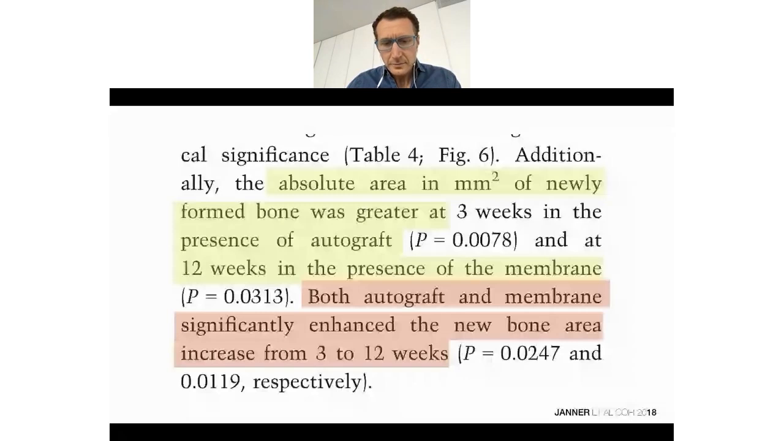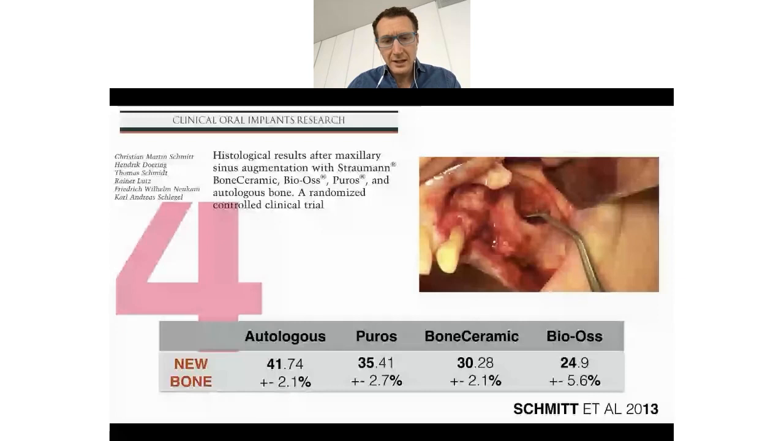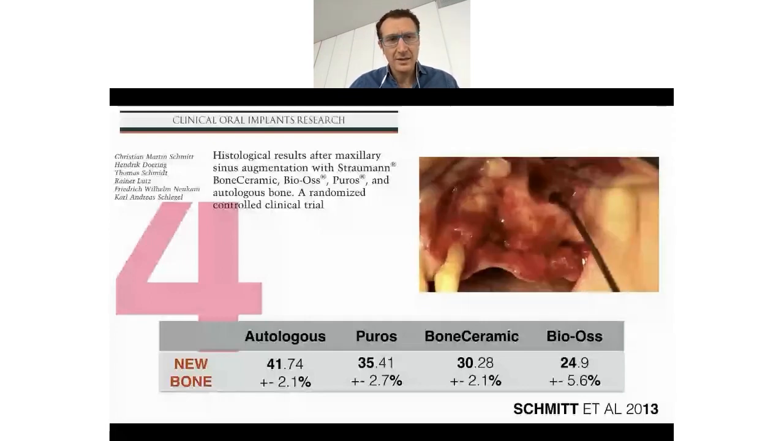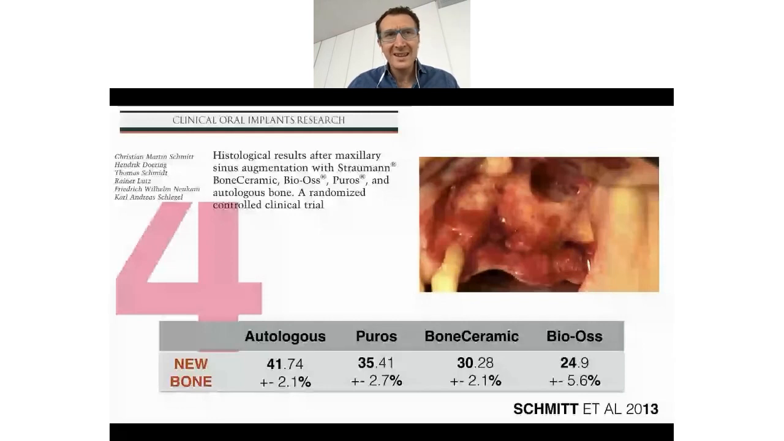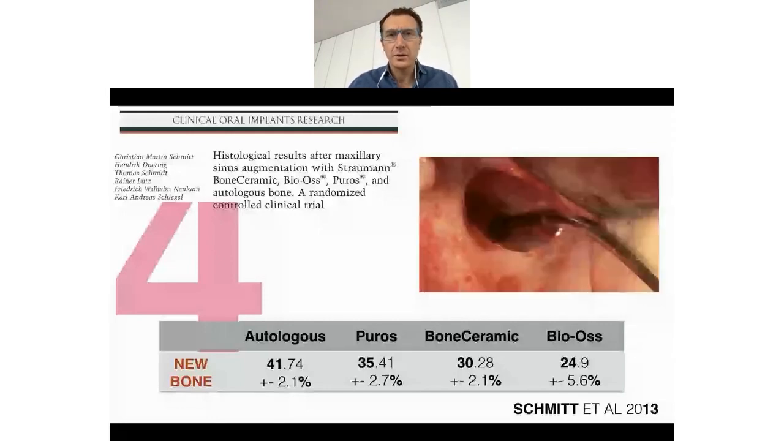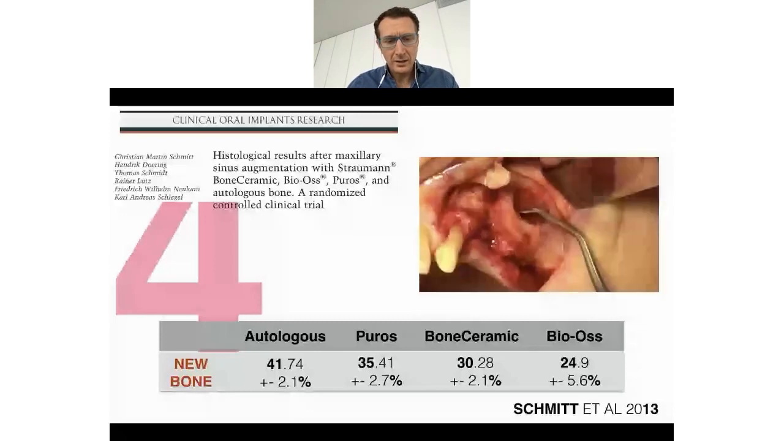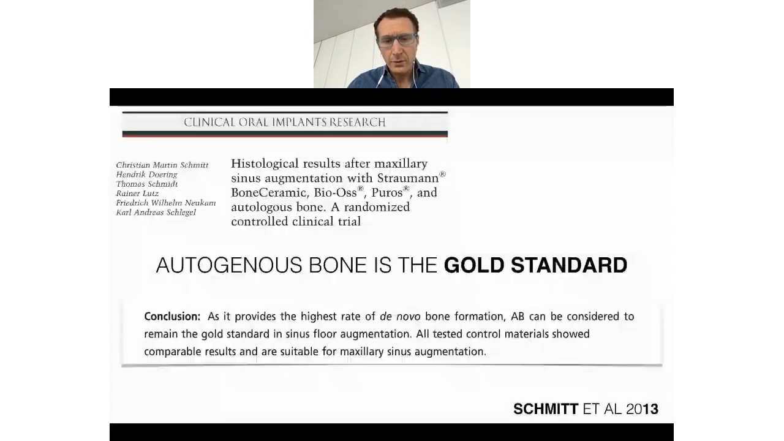Or other papers, for example, this paper from Schmitt published in Clinical Oral Implants Research in 2013, which is a randomized controlled clinical trial, so high science behind this paper, where autogenous bone in the sinus, which is not a very difficult defect to be rebuilt, compared to homologous or synthetic or xenograft is going to produce more bone than the other materials in the same time frame. In terms of healing, we know from the literature that autogenous bone is still the gold standard.